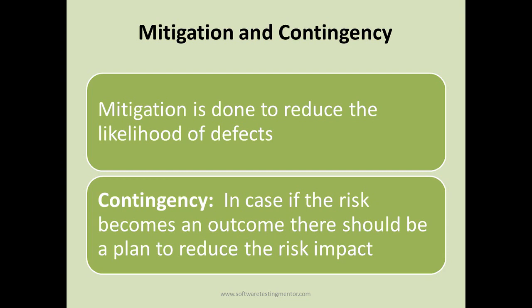So that's mitigation. And contingency is something where, in case the risk becomes a likelihood, you ensure that even if it occurs in future in production, it will have minimal impact. It won't have too much impact, so it will reduce the impact.